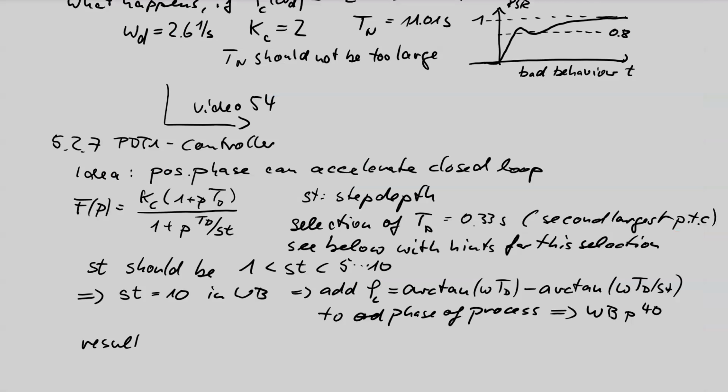Result: omega D is 7.3 per second, so about 3 times faster than a P controller. That of course we want to see in our simulation.